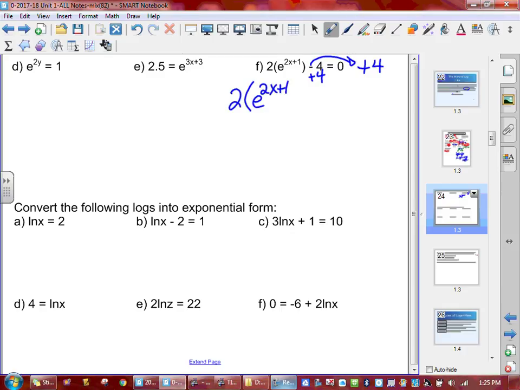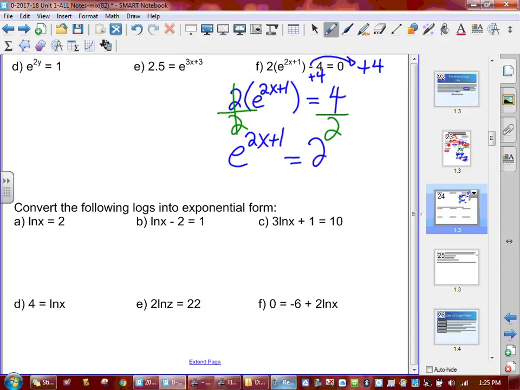Now we need to get the e by itself again. It's being multiplied by a 2. How do I remove that? Divide it out. So we're going to divide out the 2, divide out the 2. So now we've got e to the 2x plus 1 equals 2. Okay, next step, the base is isolated. Now you log it. So we're going to hit log, and this and the 2 switch places. Okay, so log 2 equals 2x plus 1.